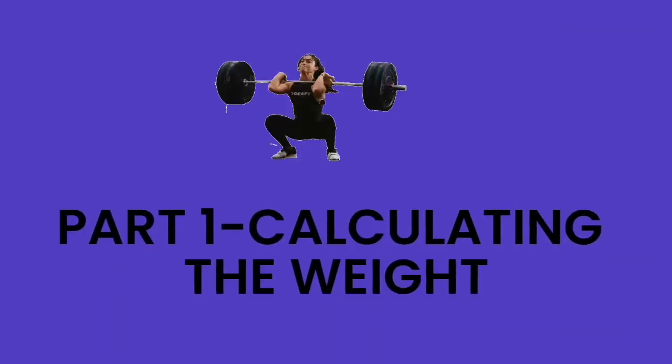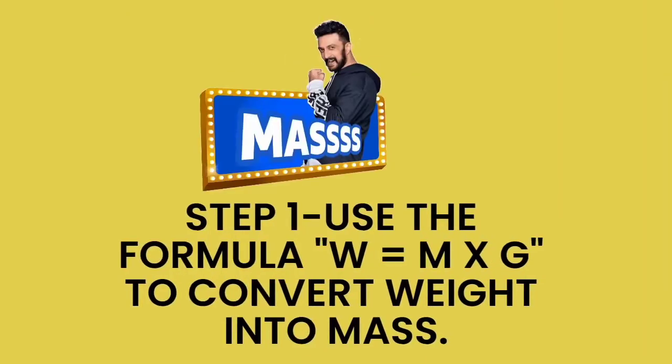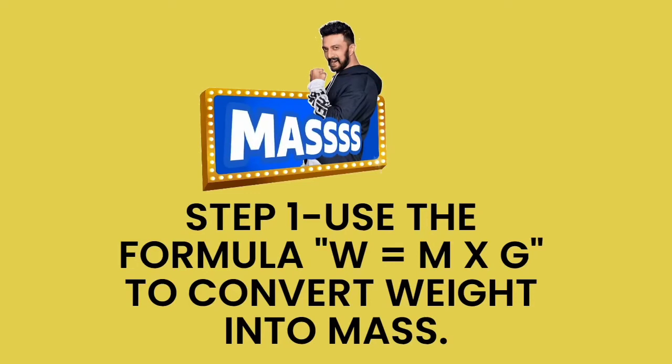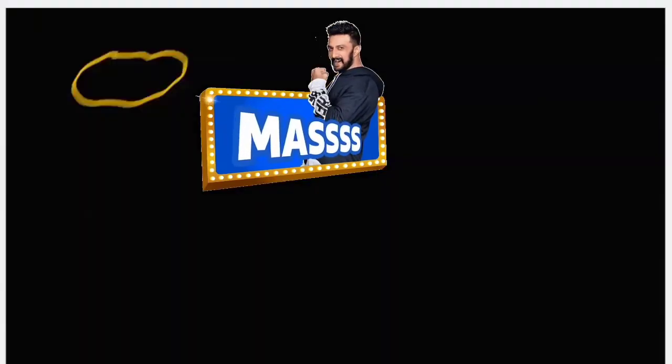Part 1, Calculating the weight. Step 1, use the formula W equals m×g to convert mass into weight. Weight is defined as the force of gravity on an object. Scientists put that sentence into an equation by writing W equals m×g. Since weight is a force, scientists also write the equation as F equals m×g.